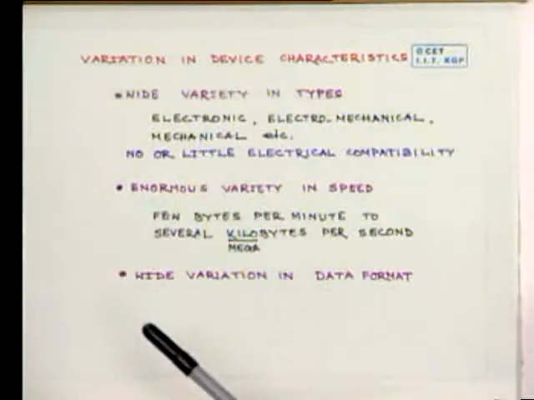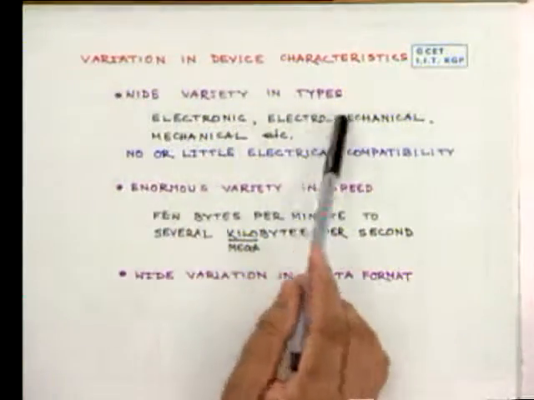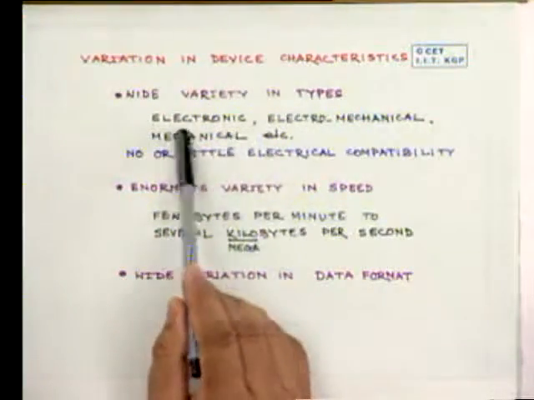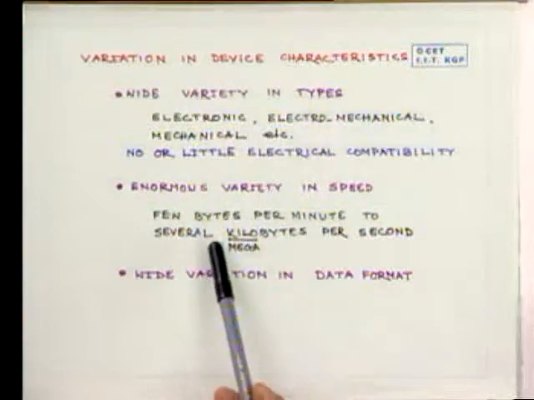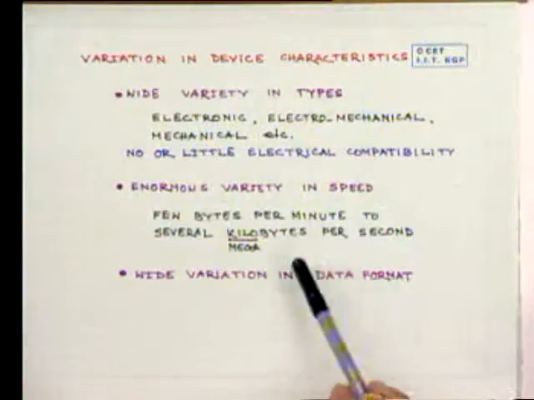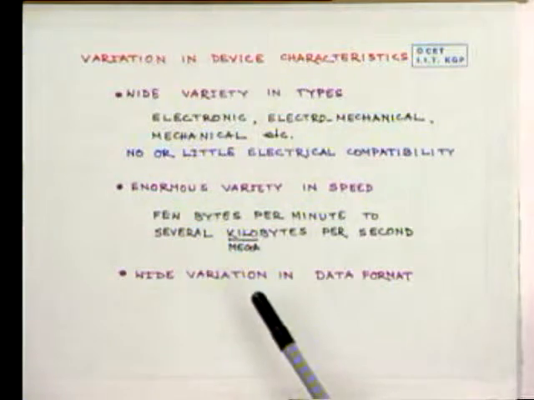We shall discuss today several methods of input-output data transfer from external devices. The problem is quite severe here due to wide variety in characteristics in several aspects. Let us see what can be the variations of the characteristics. So 3 points have been noted here. One is that wide variety in types. The devices can be electronic, electromechanical, mechanical, etc., with no or little electrical compatibility between the CPU.